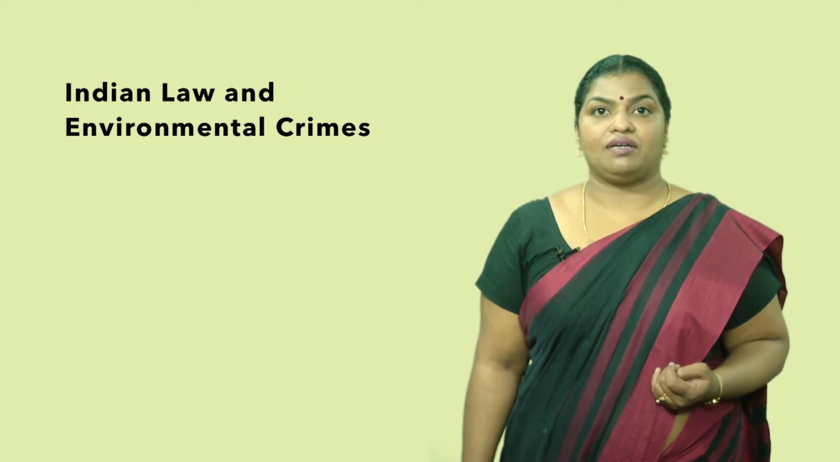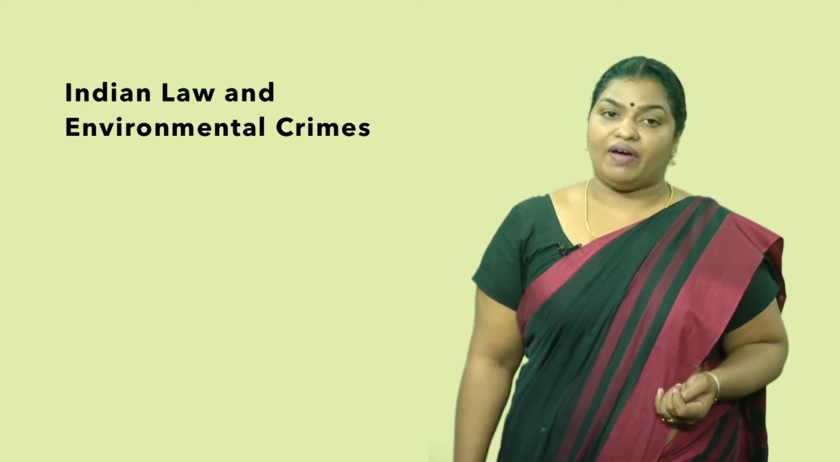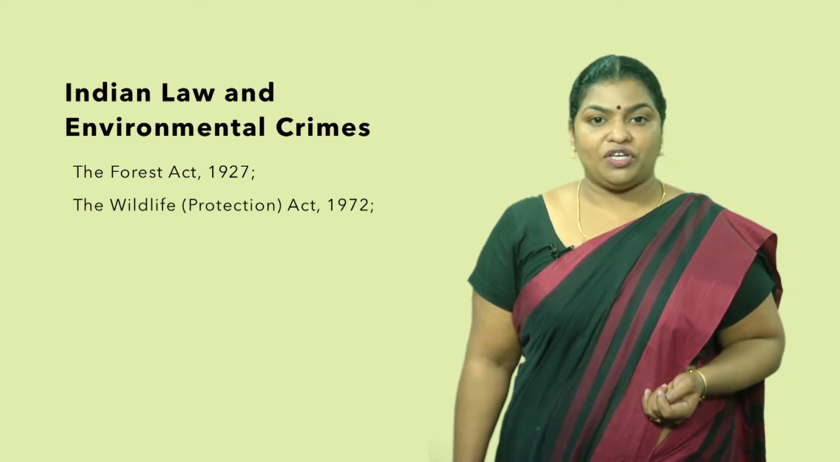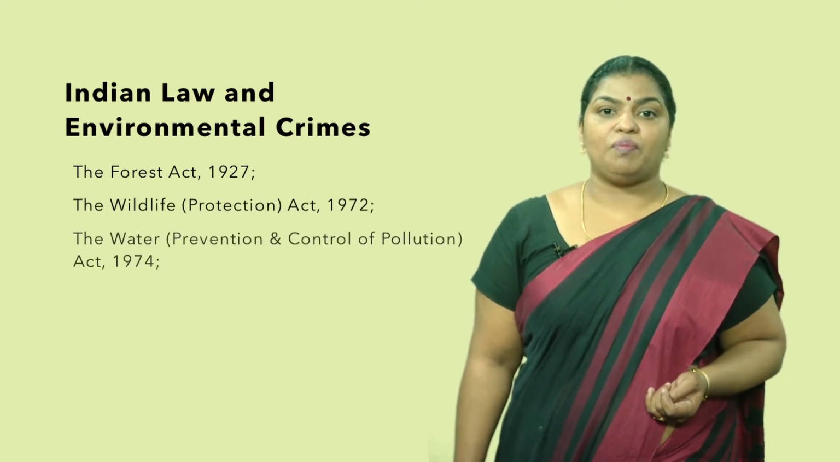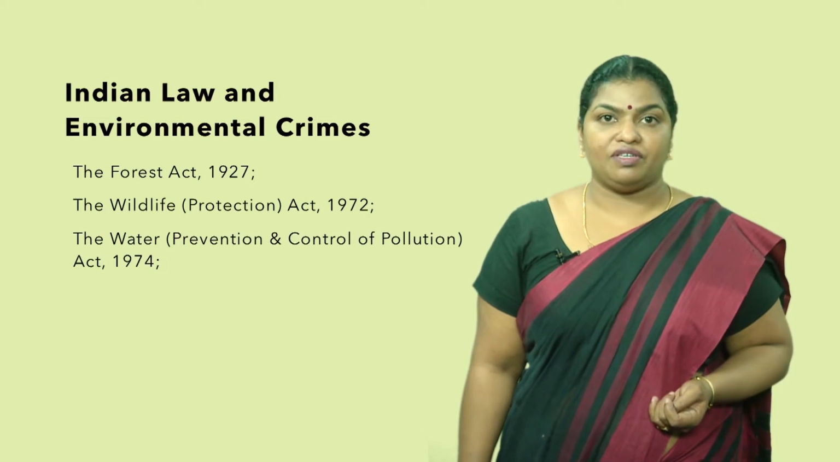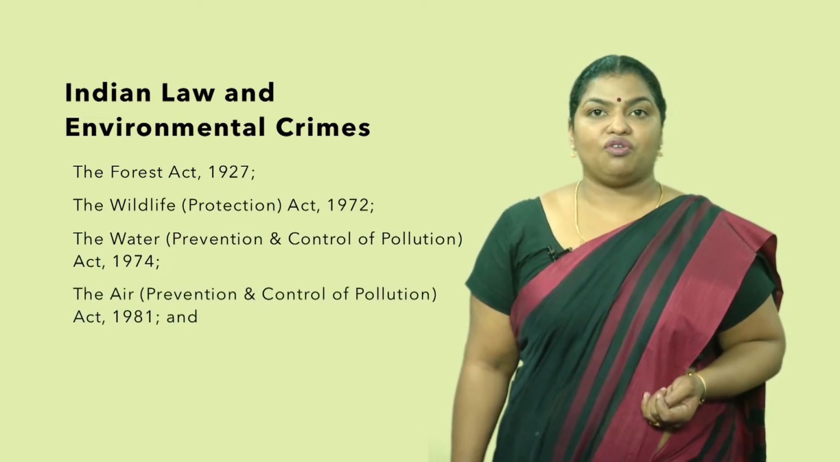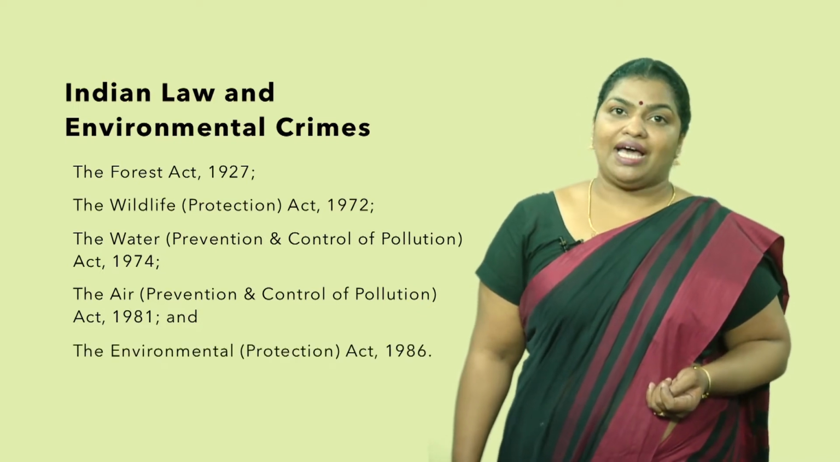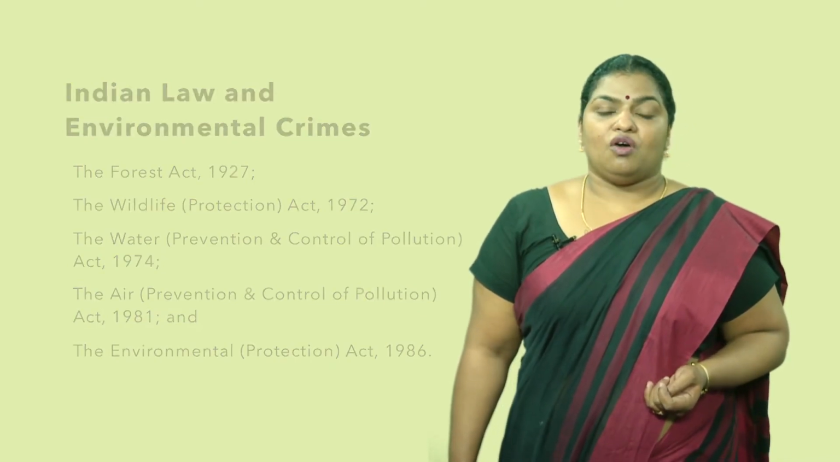The environmental crimes in India are mainly categorized into 5 categories as offences against the following 5 national laws: the Forest Act 1927, the Wildlife Protection Act 1972, the Water Prevention and Control of Pollution Act 1974, the Air Prevention and Control of Pollution Act 1981, and the Environment Protection Act 1986. First, we will discuss the Forest Act 1927.